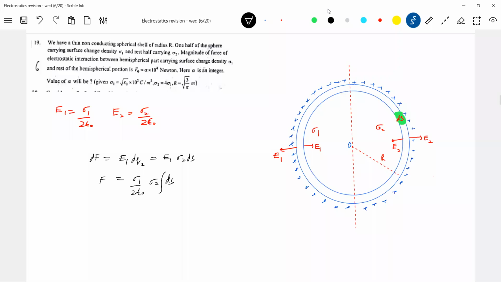What should be the limit? The effective area is 0 to pi r square, not 2 pi r square. So this will become sigma 1, sigma 2.